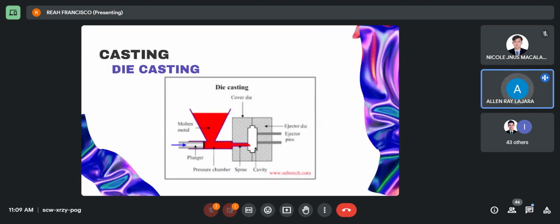Dito po sa picture ay ipupur po muna natin yung molten metal dun sa die casting machine. Then, dun sa left side po, yun yung plunger. Yung plunger po yung magpe-pressure dun sa molten metal papunta dun sa ejector die and injector pins para po masolidify yung metal at mabuo yung final object natin.